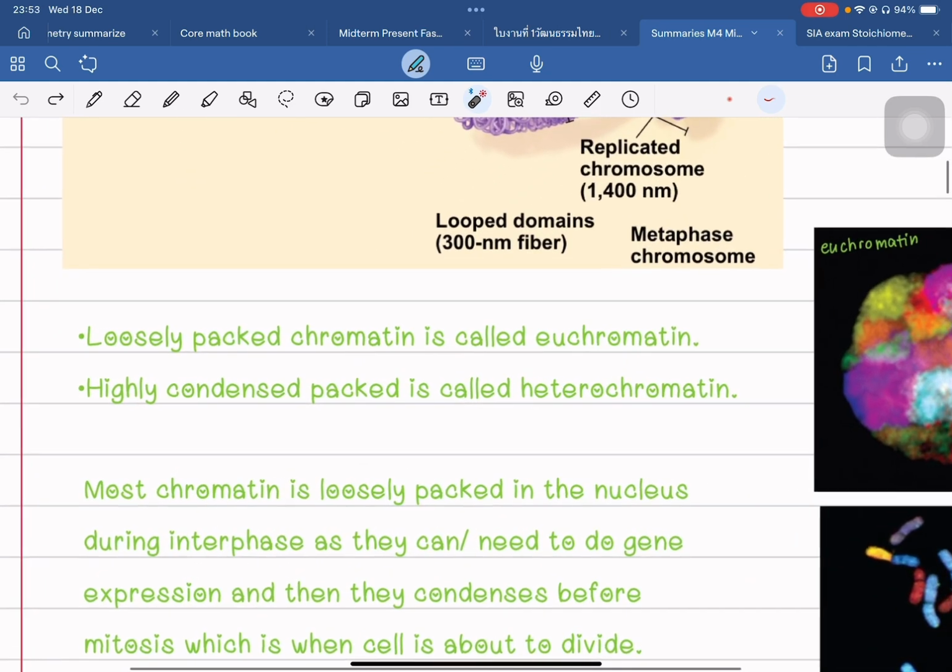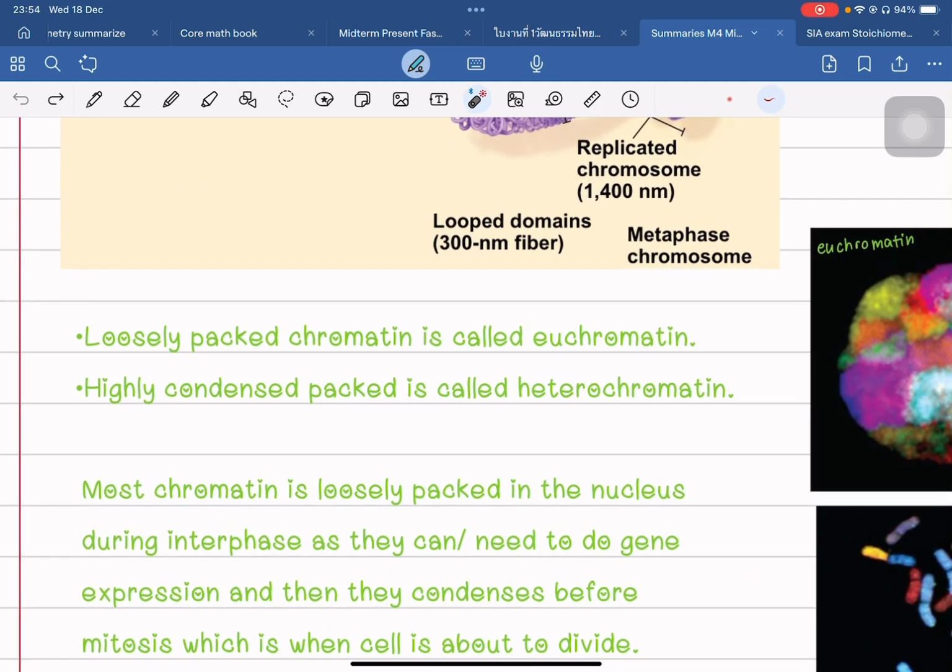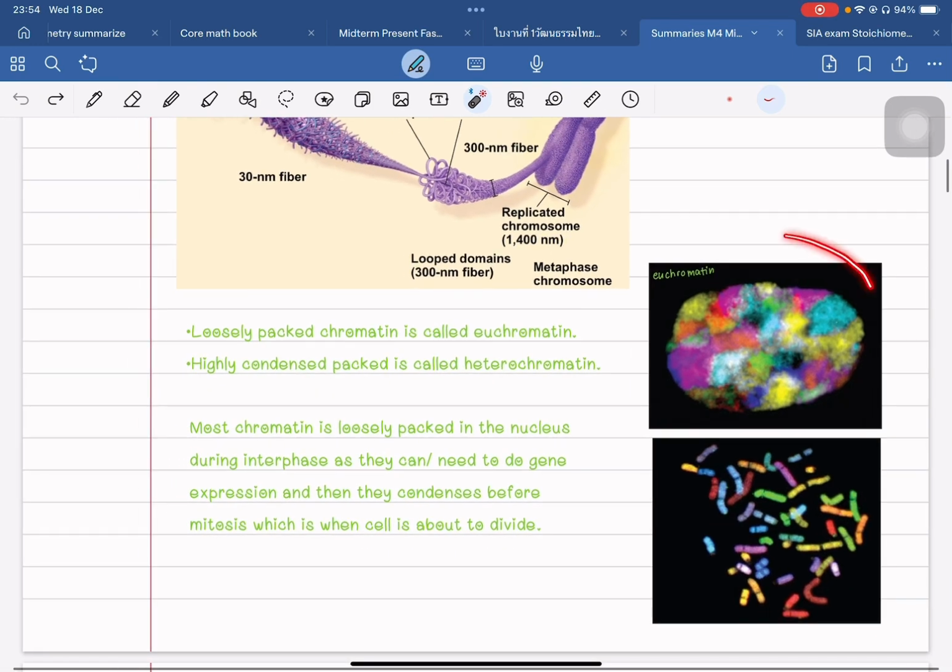The loosely packed chromatin is called euchromatin, but the highly condensed chromatin is called heterochromatin. So this is the euchromatin and this is the heterochromatin. Mostly chromatin is loosely packed in the nucleus during interphase, as the cell can and needs to do gene expression, and then it condenses before mitosis, which is when the cell is about to divide.